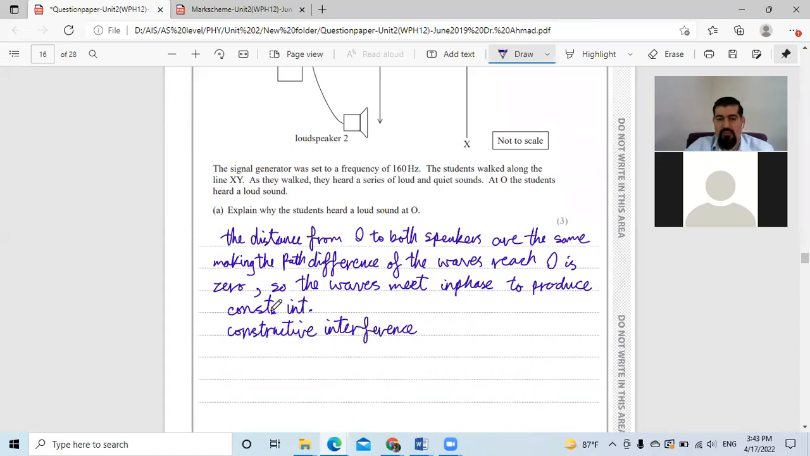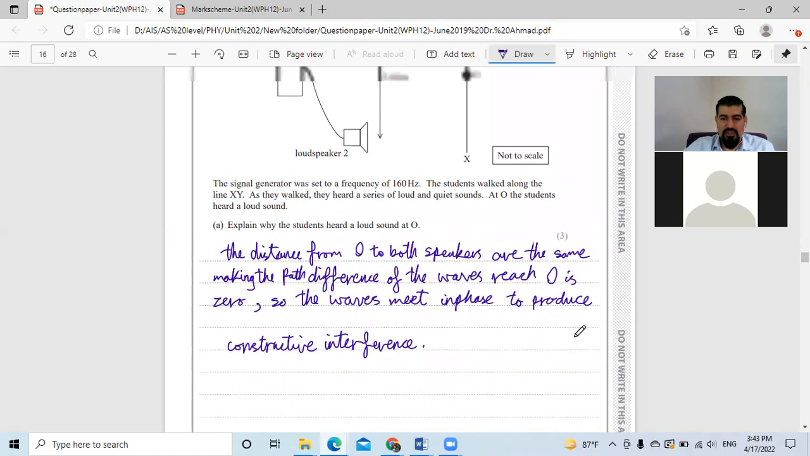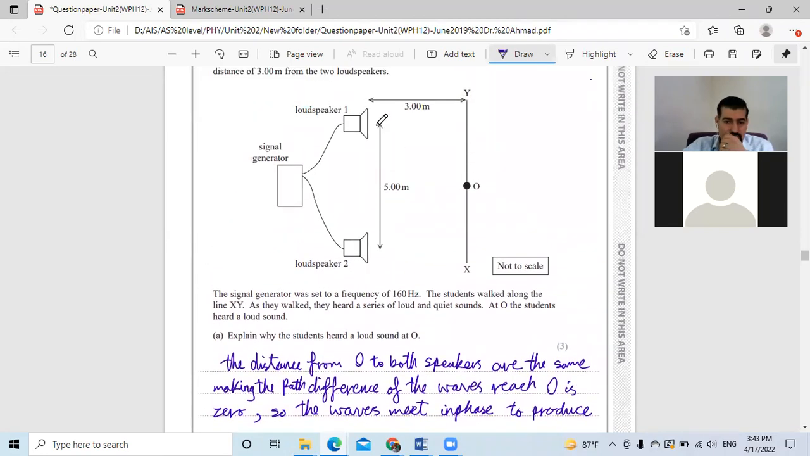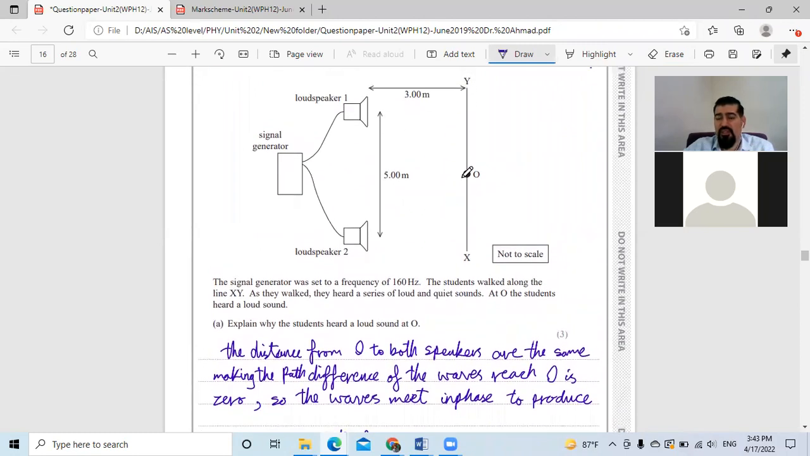I make this short between me and my students. Is it clear? Now look at the picture here. The distance between the two loudspeakers is 5 meters. The separation distance between the measuring tape and the speakers is 3 meters.